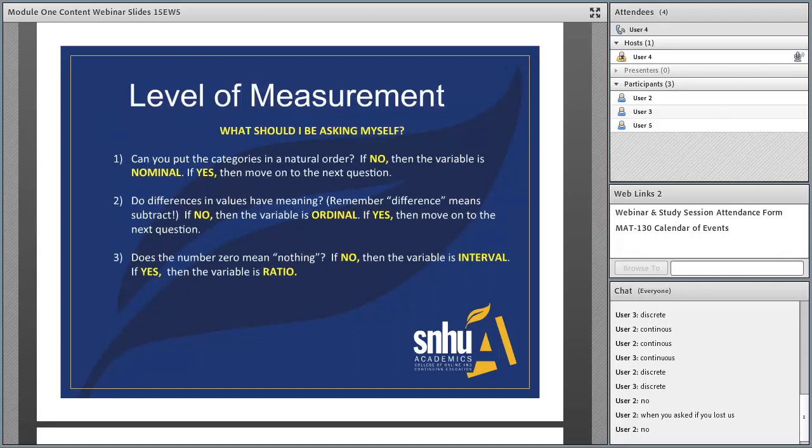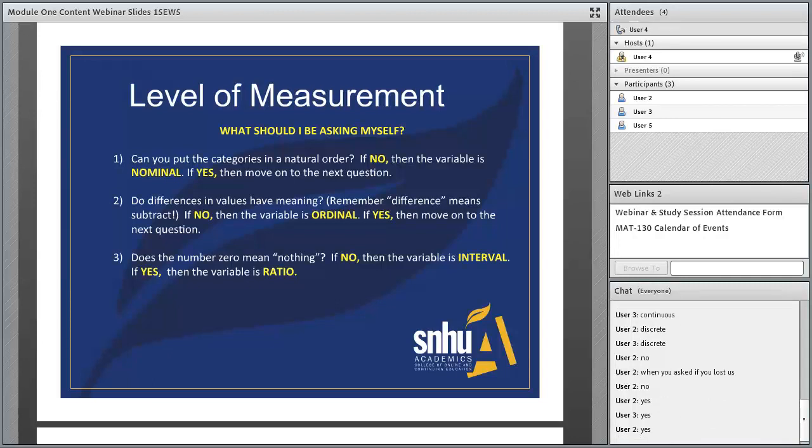Okay, volume of water used by a household per day. Well, can you put the categories in a natural order? Okay, so 4 gallons, 5 gallons, 6 gallons. Yes. Okay, so let's move on to the next question. Do differences in values have meaning? Right? If one family uses 100 gallons and the next family uses 200 gallons, can I subtract those and actually say something about that difference? Yes. Excellent. So let's move on.